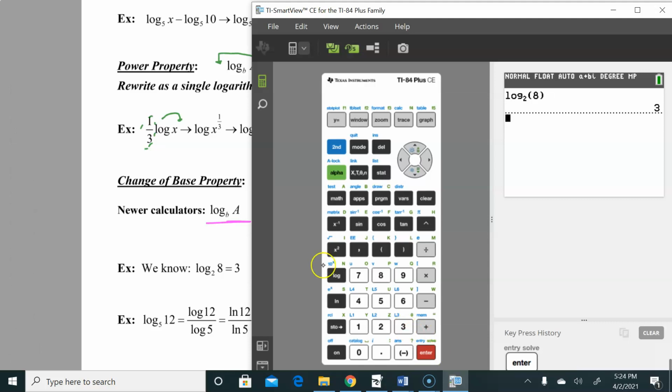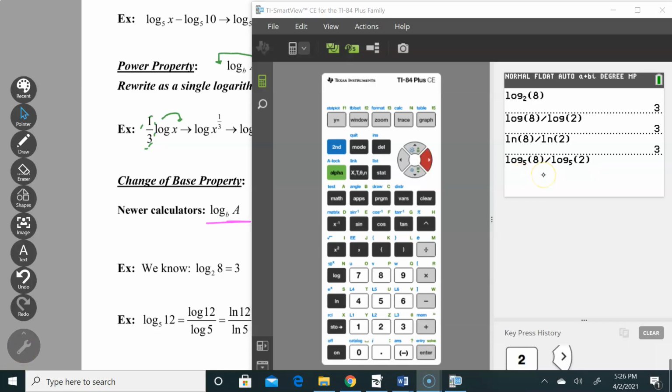But I could just use this general log key and do log of 8 divided by log of 2, because they're using the same base. In this case, both bases are 10. I still get 3. Or I could do the ln key of 8 divided by the ln of 2. Again, they're the same base. They're both using base e. I still get 3. Or you can use any base you want. Let's use base 5.